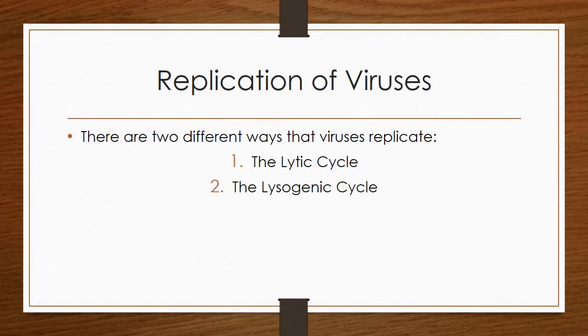So, replication of viruses. Now that we've had some background knowledge on viruses, let's get into how these viruses replicate. There are two different ways that viruses replicate, either through the lytic cycle or the lysogenic cycle. Now, let's take a deeper look at both of these processes.